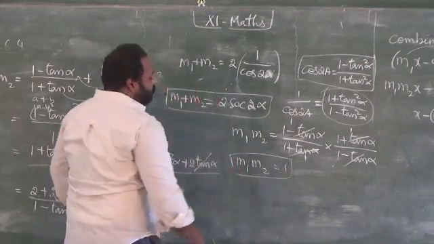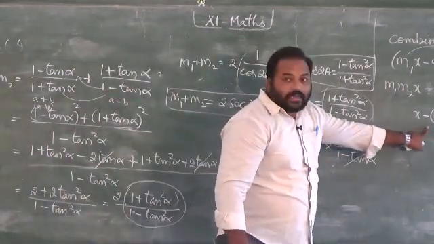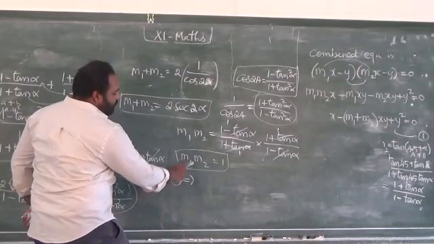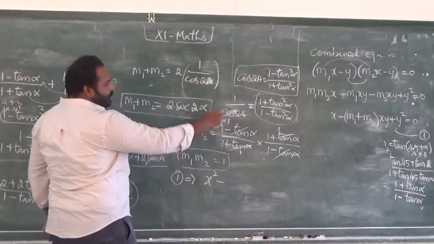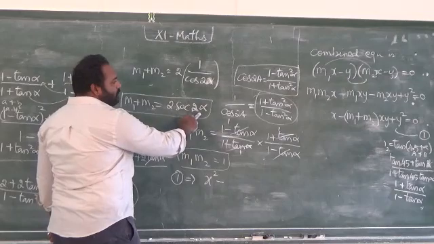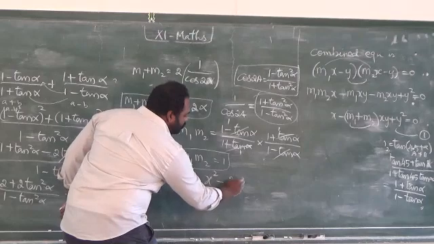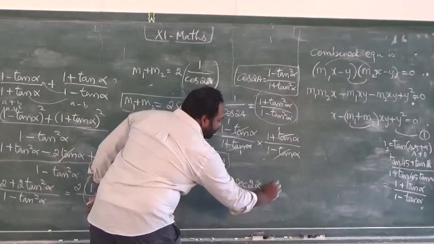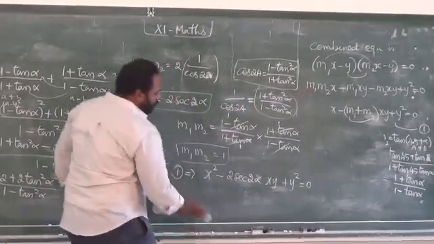Now I am going to apply the M1 M2 value and the M1 plus M2 value in equation 1. If I substitute M1 M2 as 1, and instead of M1 plus M2 I substitute 2 secant 2 alpha, we get x square minus 2 secant 2 alpha xy plus y square. So this is what we had to prove.